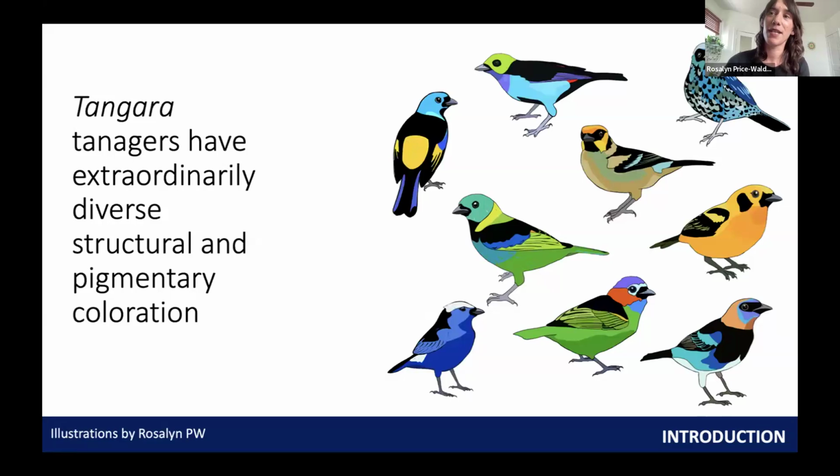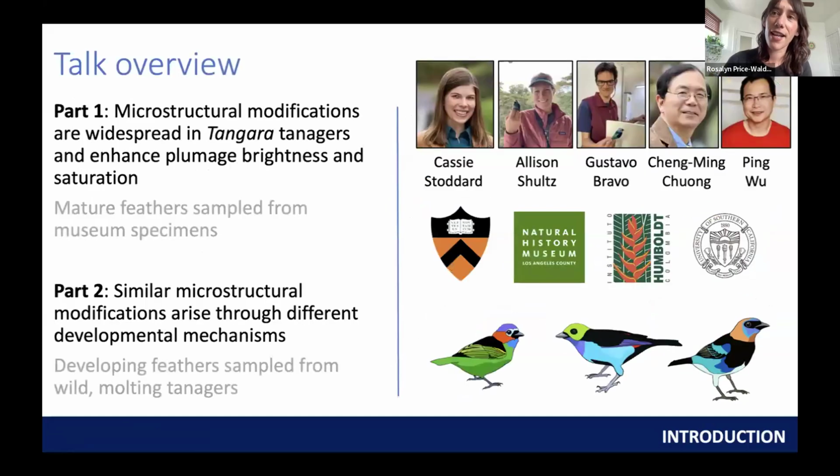So this work is based in the tanager genus Tangara, which includes 27 songbird species distributed throughout South America, Central America, and the Caribbean. And they have really enormous pigmentary and non-iridescent structural color diversity, which made them a really ideal group for this study. My talk today is based on 4 years of work with a really amazing team of collaborators at Princeton, the Natural History Museum of Los Angeles, the Alexander von Humboldt Institute in Colombia, and the University of Southern California.